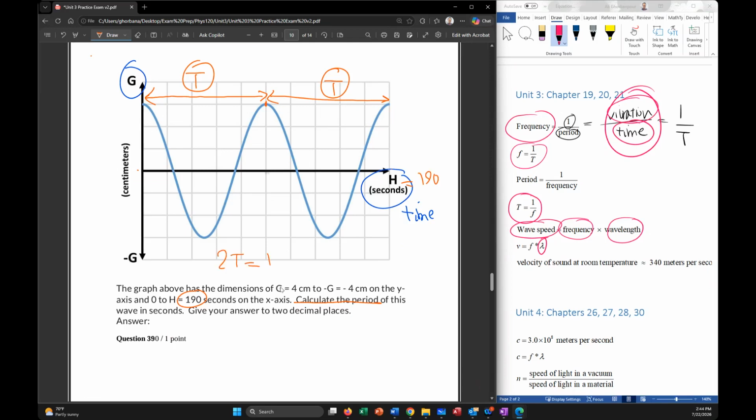2T is 190. So how can I find the period, which is time? T is going to be 190 divided by 2. 190 divided by 2 will be 95 seconds. 95 seconds is going to be the period time. Okay? Any question? Does that make sense?